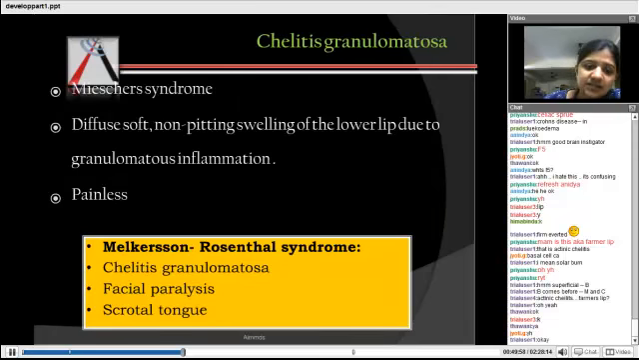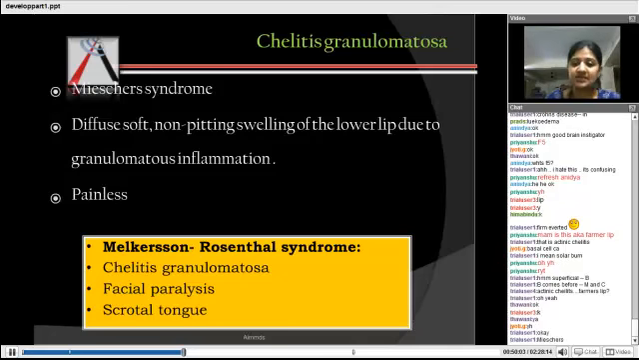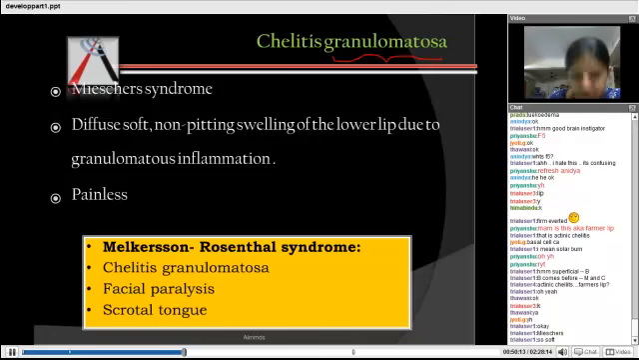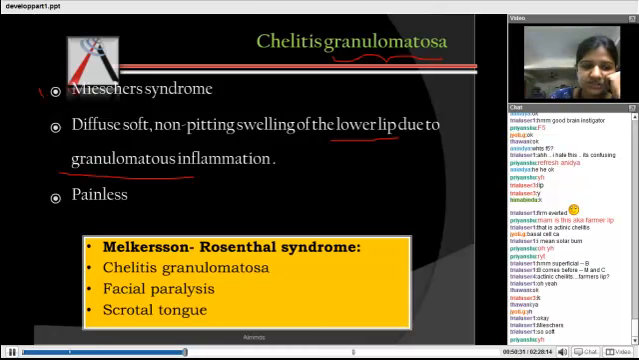Now cheilitis granulomatosa. Like I said, it's easy to distinguish between the two names. When we talk about cheilitis granulomatosa, it is a granulomatous inflammation. It's basically a chronic inflammatory disorder. This again affects the lower lip. Both of them affect the lower lip, but the etiology is different. Here, it's a chronic granulomatous inflammation. The other name for cheilitis granulomatosa is Miescher's syndrome, which is also an MCQ.